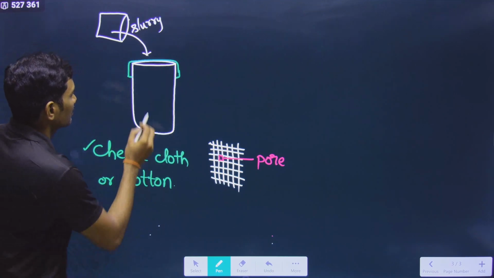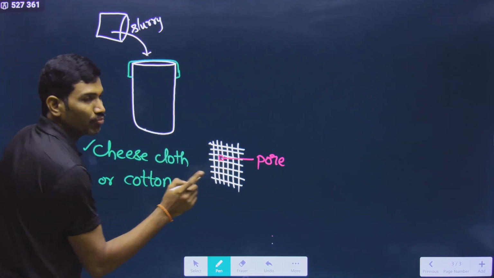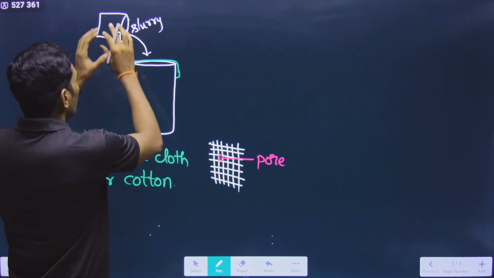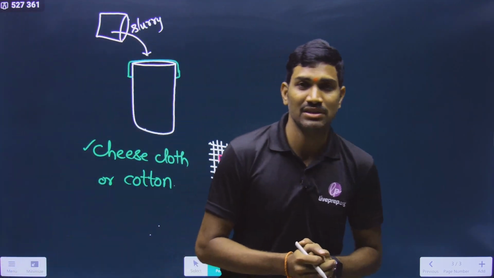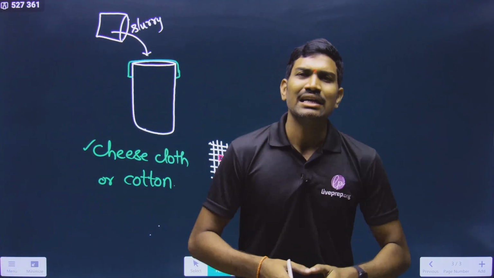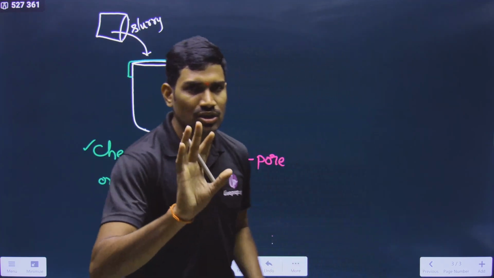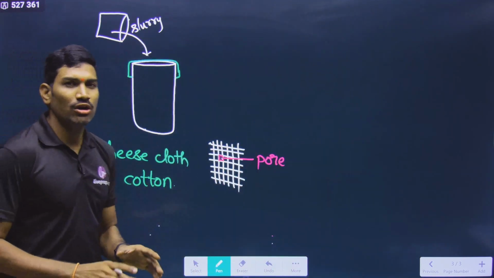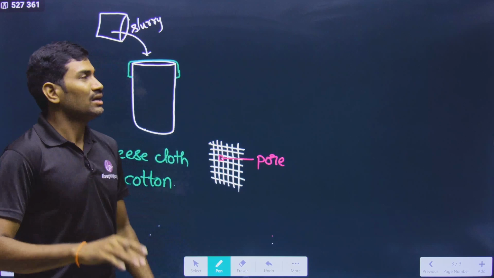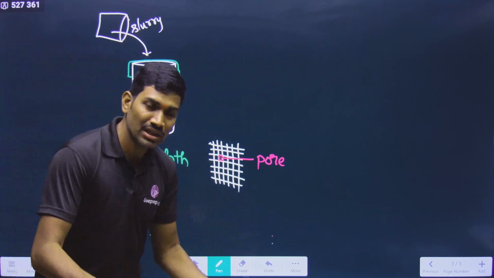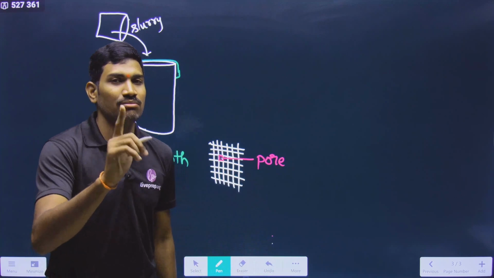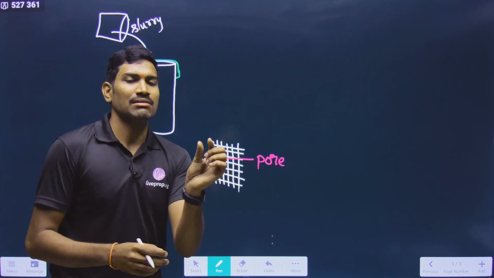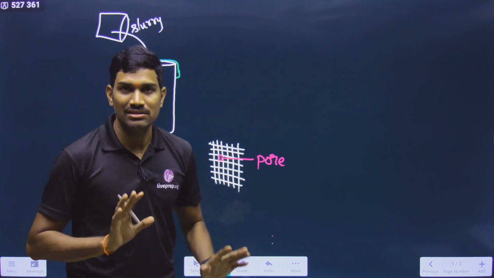Now what happens? In this cloth, this type of pores are present. In this slurry, different types of compounds are present. Yes or no? Now, do all these compounds have the same size? No. In this slurry, different compounds are present, and these compounds have different sizes. Please remember this, different sizes. Some are small, some are large like this.